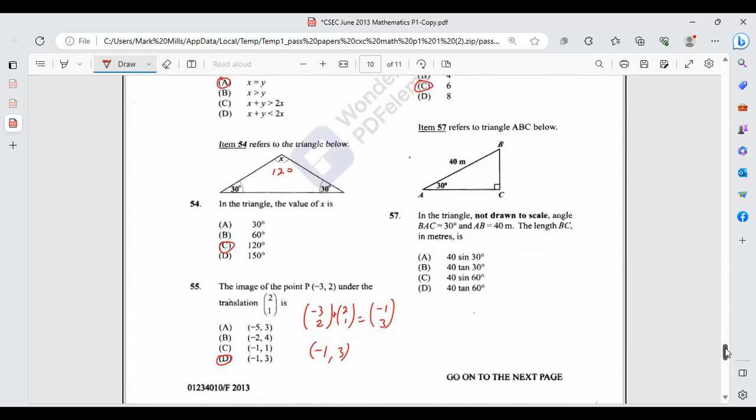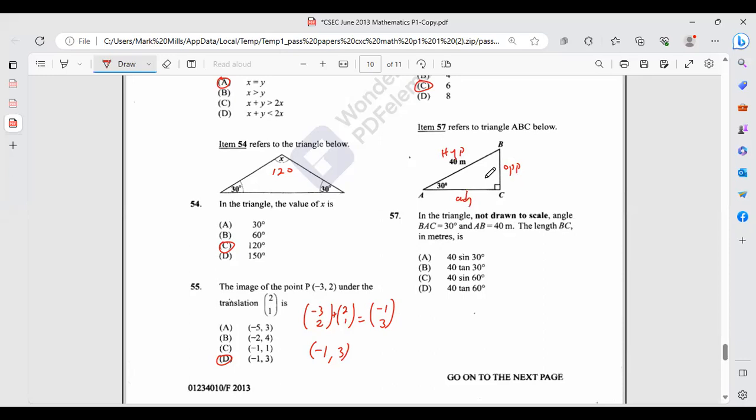Number 57. In a triangle not drawn to scale, they want to find BC. Now, what will I do here? When I give you something like this, what will I do? We label the variable side. So for this side, opposite. What is this? Hypotenuse. What is this? Adjacent.